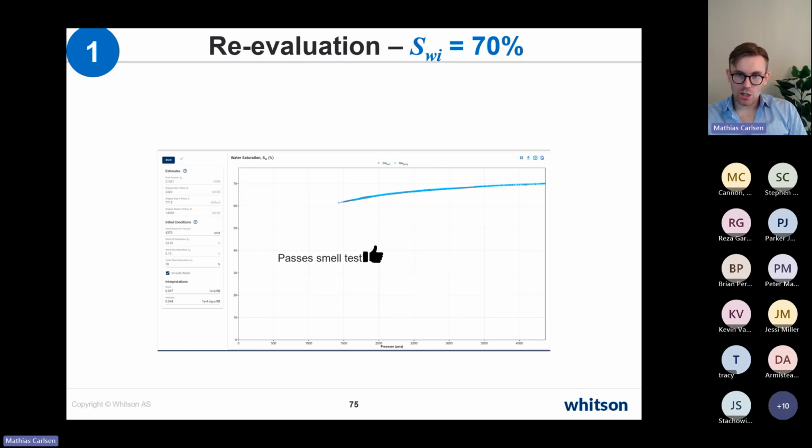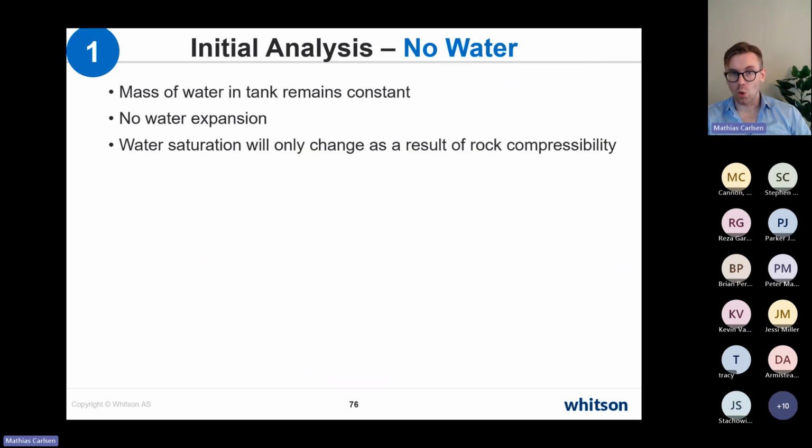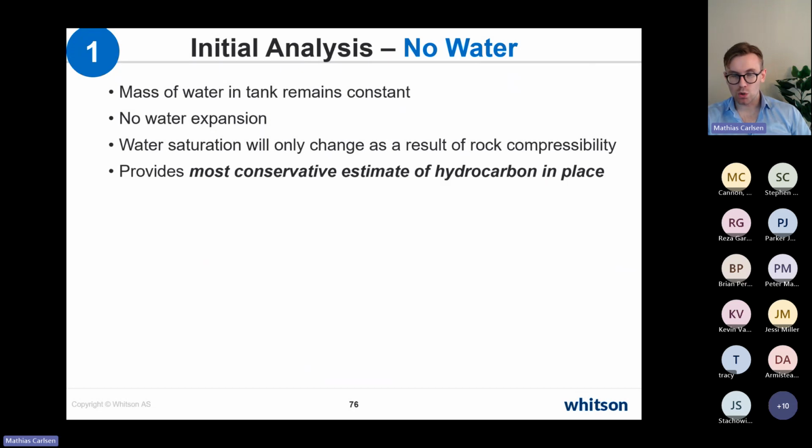And then the other way was, okay, let's do the analysis without water. So we can turn that tank off, like the button that I talked about. And then we assume that the mass of the water in the tank remains constant, so there's no expansion. So we're removing a drive. Water saturation in that case can only change as a result of rock compressibility. So that will provide the most conservative estimate of the hydrocarbon in place. If you do this for cases that have a lot of water, especially during single phase periods, you'll get a conservative estimate.